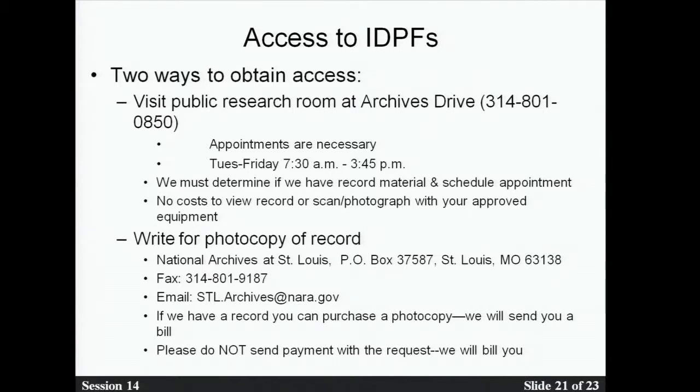To access these, there's different ways to do that. Obviously, you're welcome to come here to St. Louis and to visit our public research room. I have our phone number listed there, and I have there listed appointments are necessary.